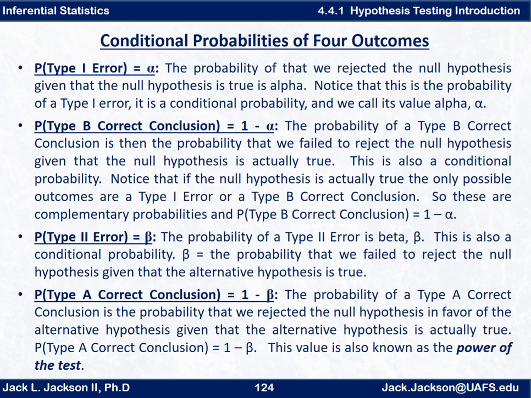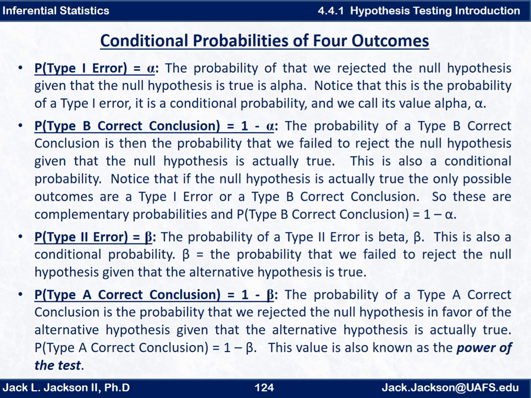So the probability of a type B correct conclusion is 1 minus alpha. It's the probability that we fail to reject the null hypothesis given that the null hypothesis is actually true. Notice that's also a conditional probability. Notice that if the null hypothesis is actually true, the only possible outcomes are type 1 error or type B correct conclusion. So these are complementary probabilities. They add up to 1. So the probability of type B correct conclusion is 1 minus alpha.